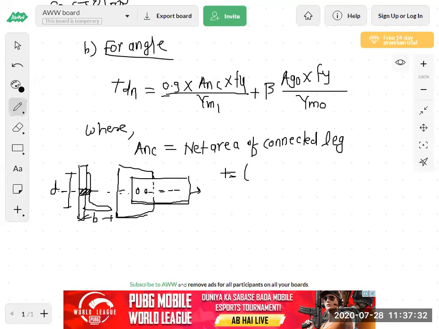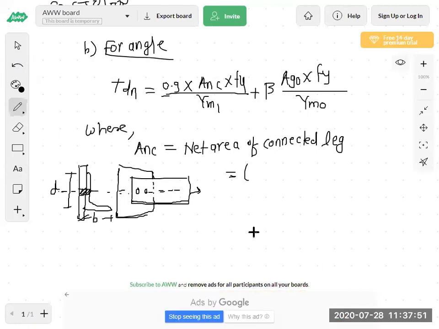Now, net area of connected leg. Now here, which leg is connected to the plate? So this is the plate and this leg is connected. Are you getting, everyone? Please concentrate here. This is the very important part of this chapter. If we calculate the net area of the section, then this chapter is very simple. Only this step is difficult, how to calculate the area; only this step is important in this. So the first unknown is Anc. So Anc is nothing but net area of the connected leg.